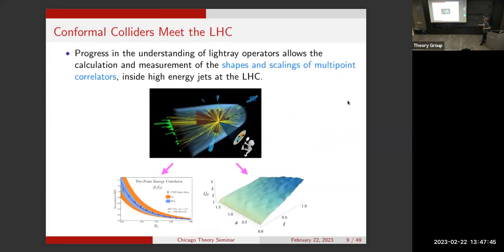And so the goal of this talk will be to describe some progress and understanding of these light ray operators, and to show that they really allow one to both calculate and measure shape dependencies. So this is, and I'll explain later, some three-point correlation function. You can actually measure their shapes as a function of the shape of the triangle, as well as universal scaling behavior, for example, a two-point correlation function shown here, and really test properties of the structure of these light ray operators in real world data, and verify all the features that one wants, and extract from QCD very interesting features which were hidden in previous ways of looking at jets.